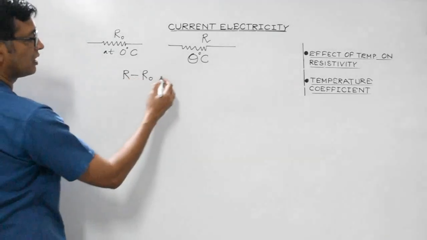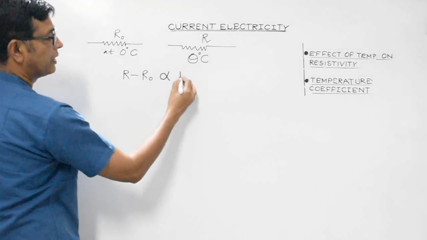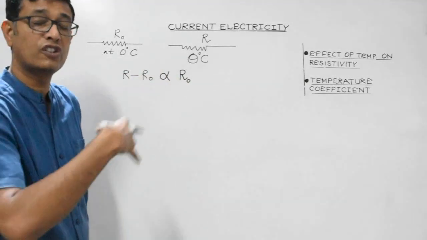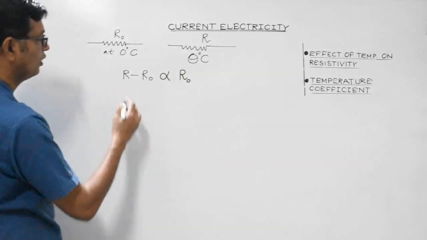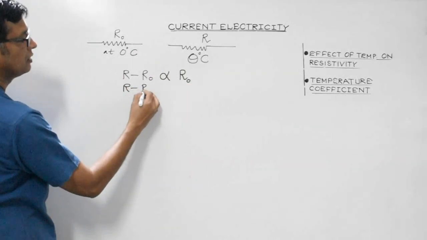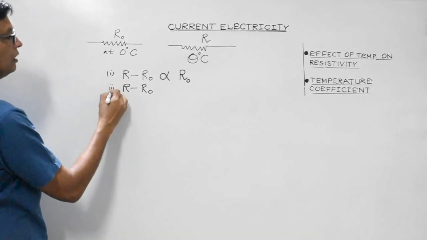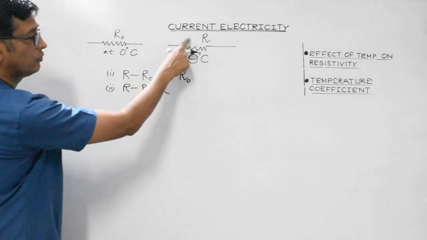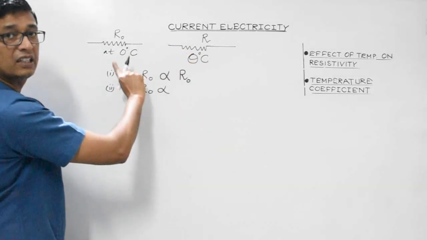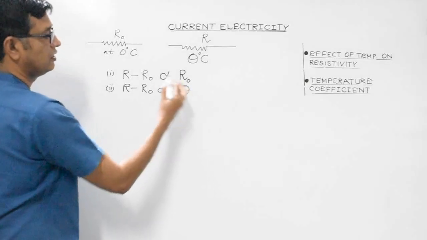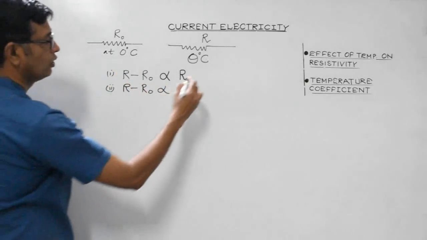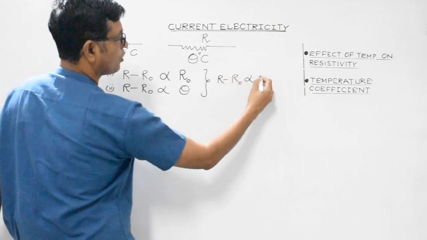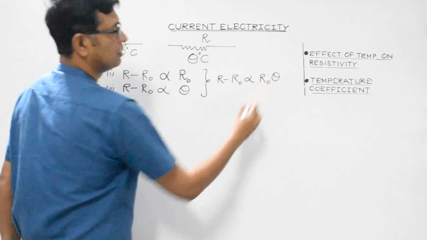This increase in the resistance of the conductor is found to be dependent on the original resistance of the conductor at 0 degrees Celsius. Also, this increase in the resistance is found to be proportional to the temperature difference. Here the initial temperature is 0, the final temperature is theta. So the temperature difference is final minus initial, that is theta minus 0, that is theta. So we can combine these two. On combining these two, we get R minus R0 is proportional to R0 theta.